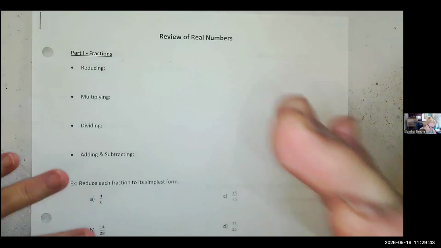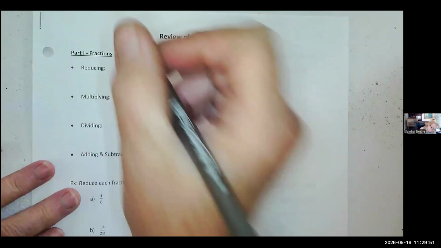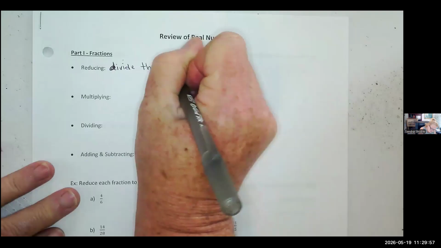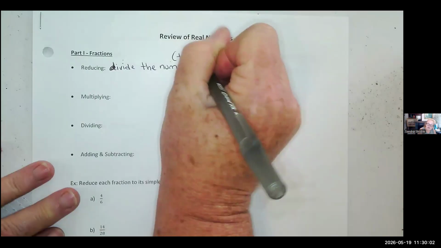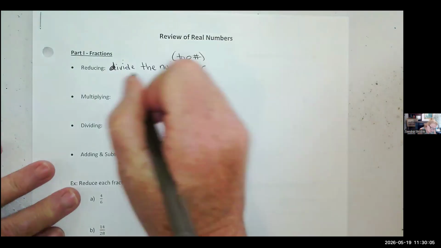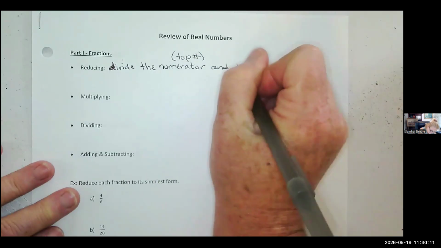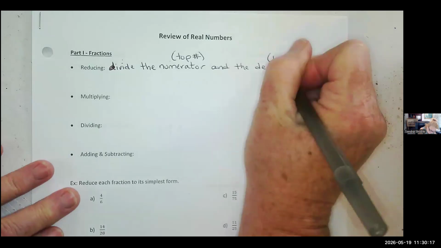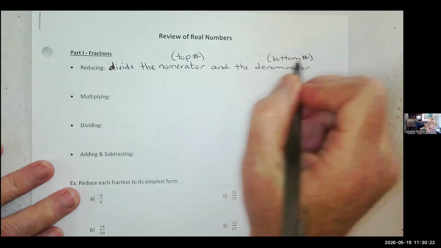So for reducing, you're going to divide the number. You're going to take the top. So you're going to divide the numerator. The numerator is the top number. This is not a hashtag, it's a number sign. You're going to divide the numerator, the top number, and the denominator. The denominator is the bottom number. You're going to divide each the top and the bottom by the same value, by the same number.